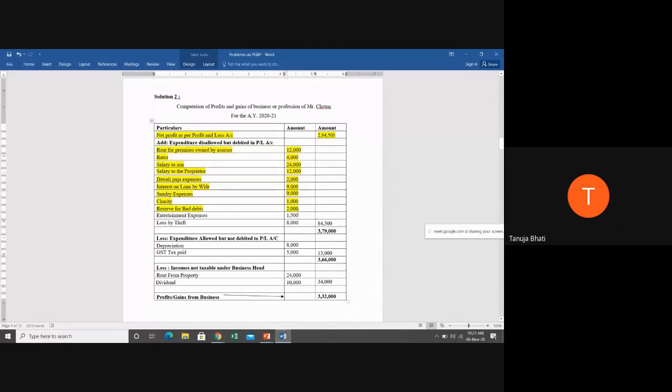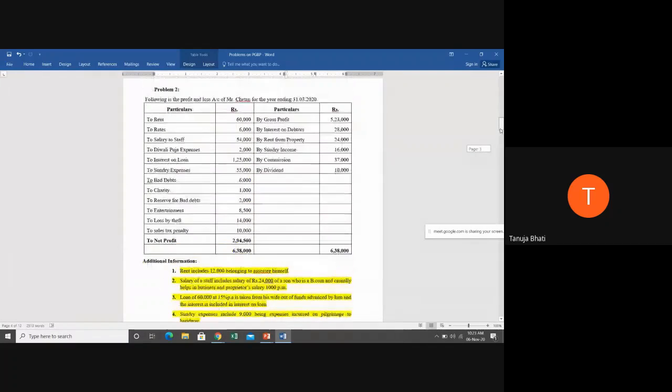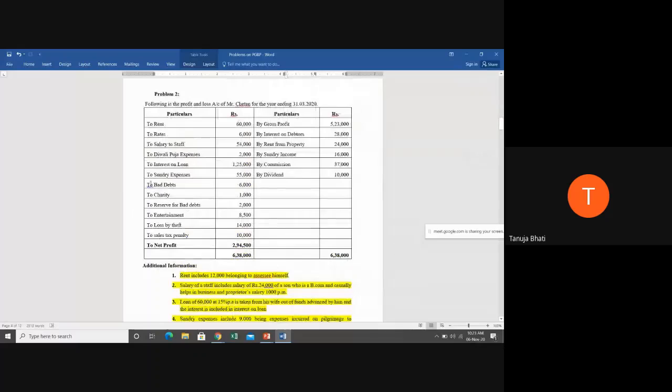The logic is very simple, because bad debts itself is irrecoverable. You cannot keep some amount aside for something which is irrecoverable. Bad debts in itself is the loss, and that is why bad debts is an allowable expenditure. Any amount you are keeping aside for that particular loss is disallowed.